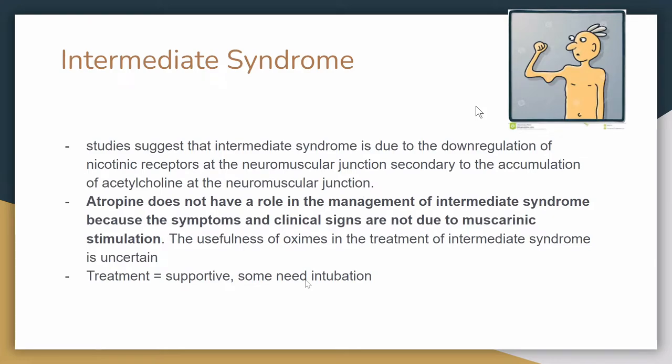The reason this happens is not really clear, but the thought is that these patients had all this acetylcholine hanging out, and so their nicotinic receptors were like, whoa, there's so much acetylcholine, let's go away. So their nicotinic receptors downregulate. That's important because atropine will not work for them, because atropine, as we'll talk about later, only works on muscarinic receptors. So if somebody comes in with this intermediate syndrome, proximal muscle weakness, shortness of breath, atropine won't do anything for them. The usefulness of giving oximes like pralidoxime is unknown. So the treatment is really just supportive, and a lot of patients will need intubation.